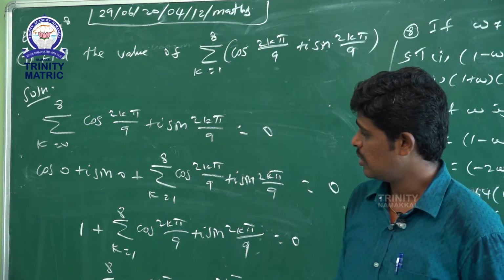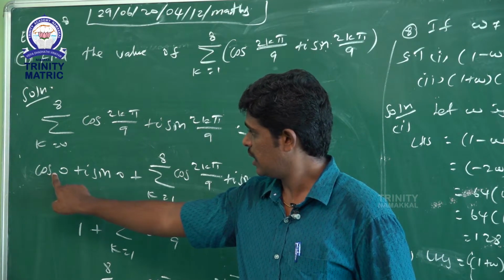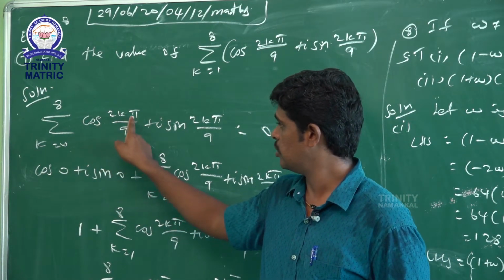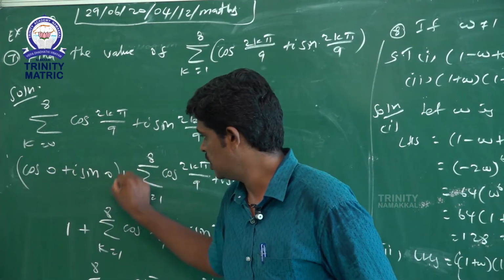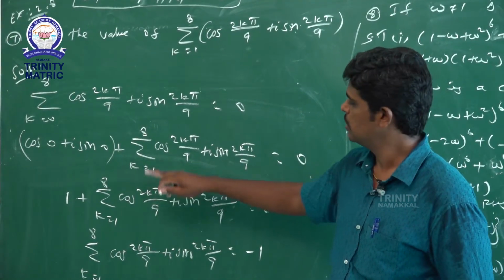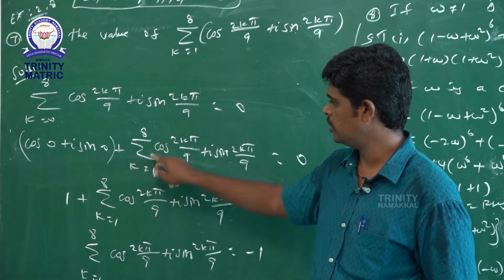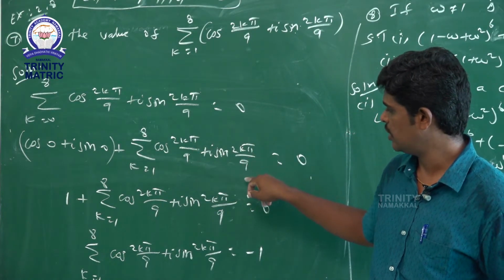Okay, so I want first k equal to 0. Here the first root, when k equal to 0, gives cos 0 plus i sin 0, the full term. So that is the first root. Okay, so what are the remaining 8 roots? Put the same summation: sigma k equal to 1 to 8 cos 2k pi by 9 plus i sin 2k pi by 9.